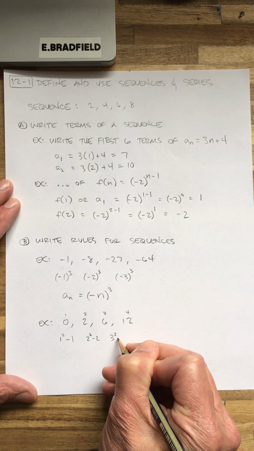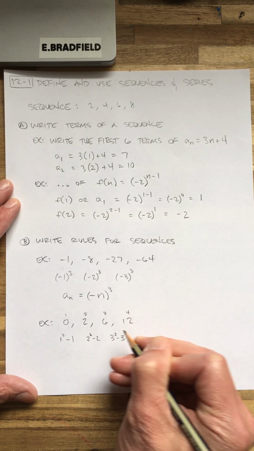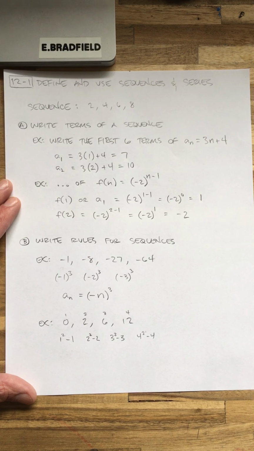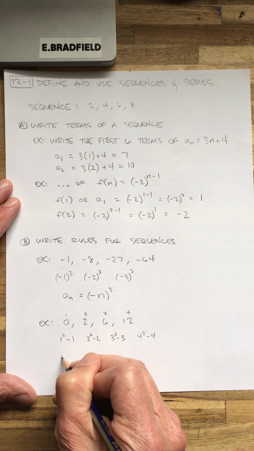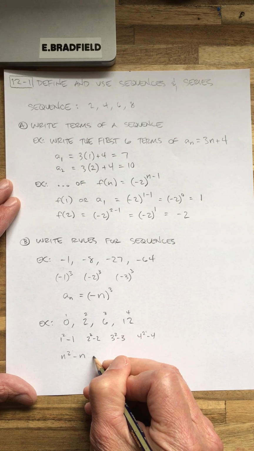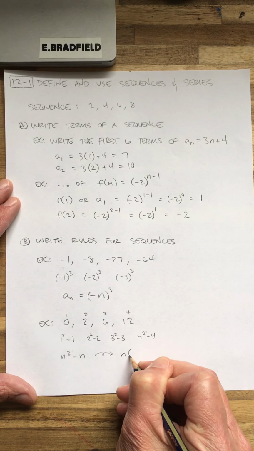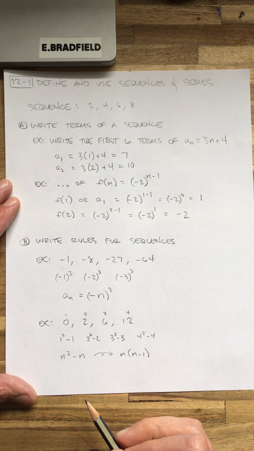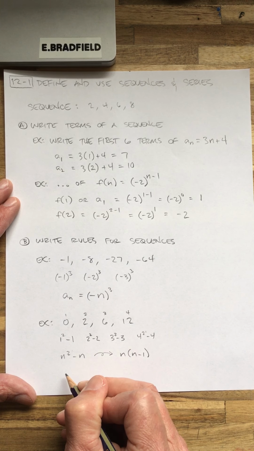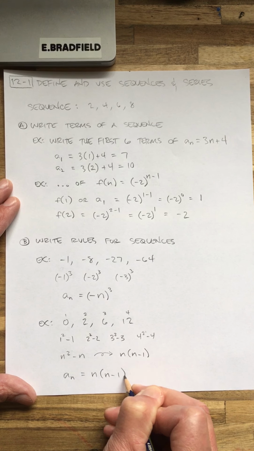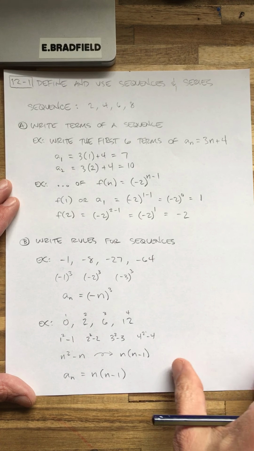I get 3 squared minus 3. That's 9 minus 3 is 6. 4 squared minus 4. That's 16 minus 4 is 12. I think I found the pattern, okay? So basically what we have is n squared minus n, okay? Which can be factored into this. n times n minus 1, which basically is kind of like what we were doing before, right? Okay, and so now we know that a sub n is going to equal n times n minus 1.